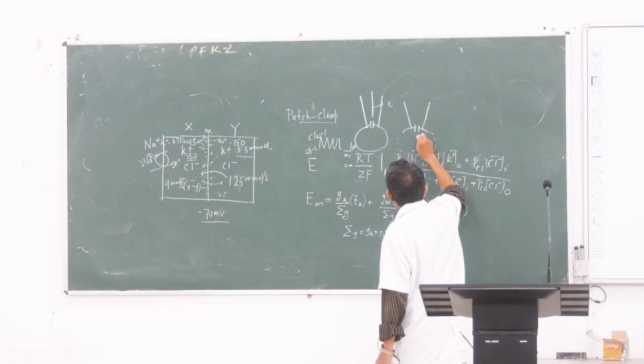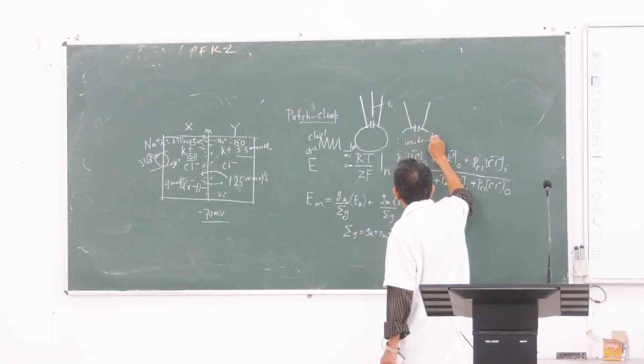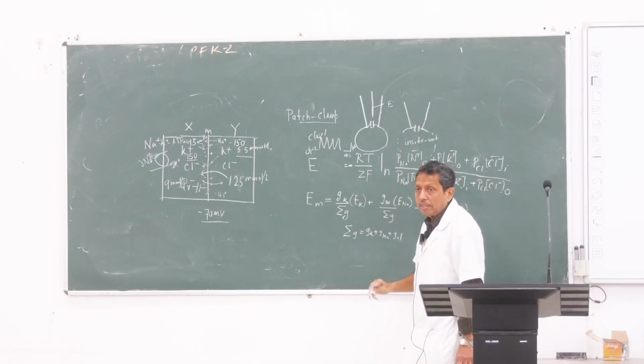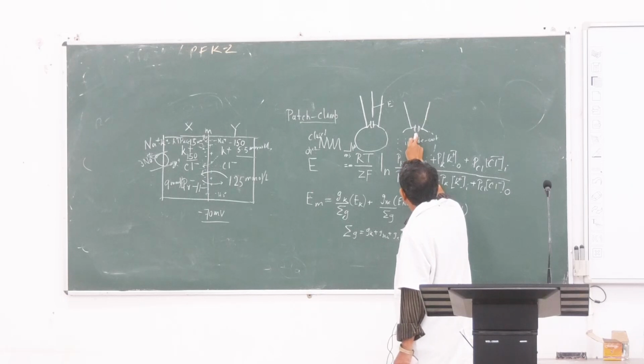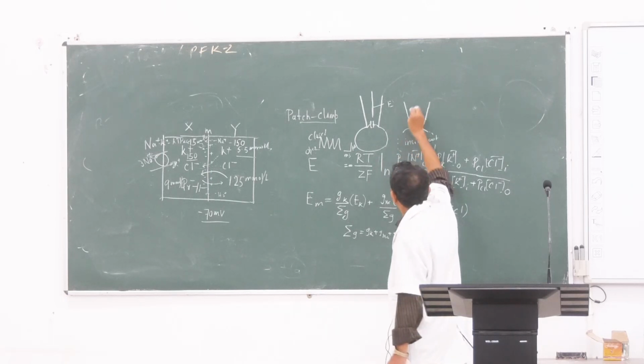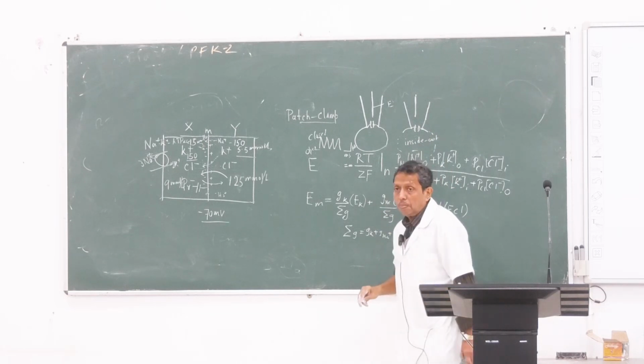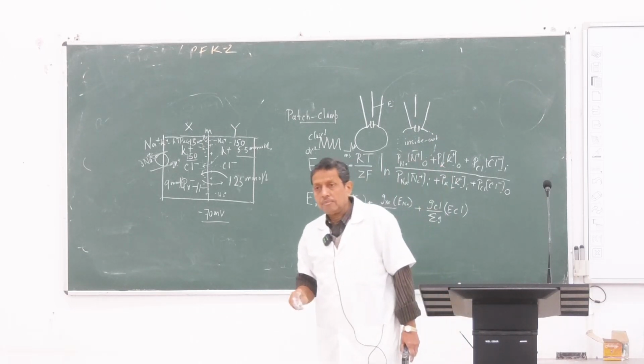It is inside out. It is ruptured, the cell is ruptured. So this is the inside side, this is the outside side, and this is the electrode. And this type is the inside-out patch clamp technique.